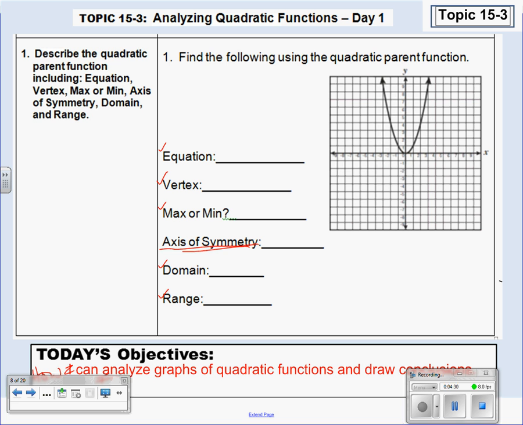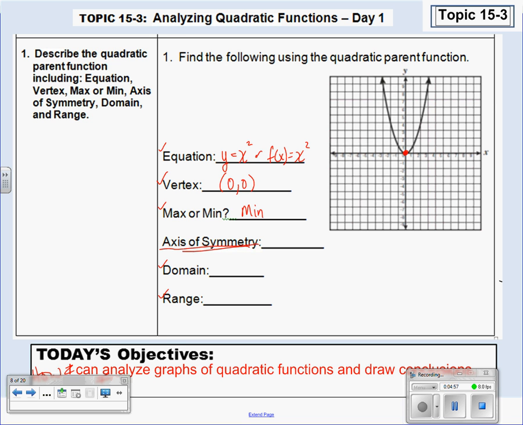So we know from our previous topics that the equation is y equals x squared, or you could write it in function notation as f of x equals x squared. We also know our vertex is at 0, 0, meaning it goes through the origin. And here's where you may or may not remember. If it is opening up, that vertex is the lowest point on the parabola, and therefore it is a minimum.